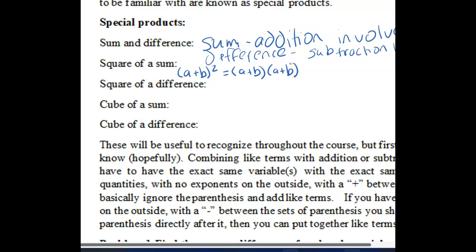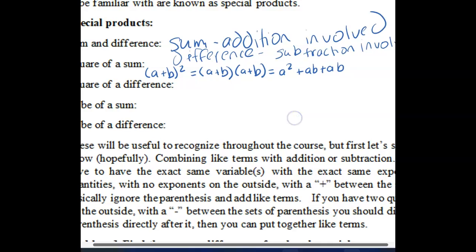Something times itself. That something happens to be in the parentheses this time around, which is going to yield an a squared plus an a times b, which is just ab, plus a b times a, which is ba, or I can just rewrite it as ab again, because multiplication is commutative, which means that I can change the order. 3 times 5 and 5 times 3 both equal the same thing, plus b squared, because b times b gives me b squared. Combining my like terms, I should see that I get a squared plus 2ab plus b squared.